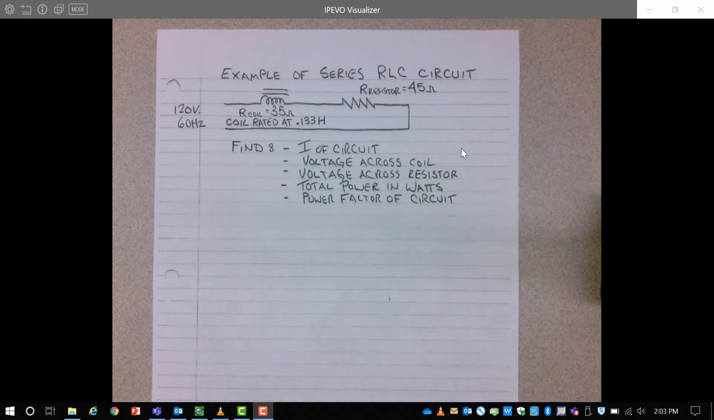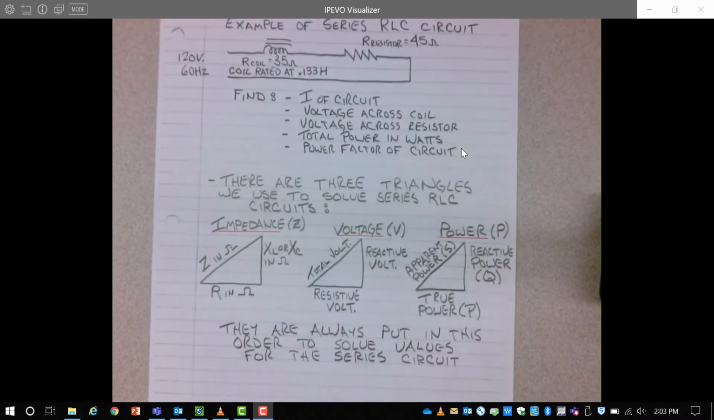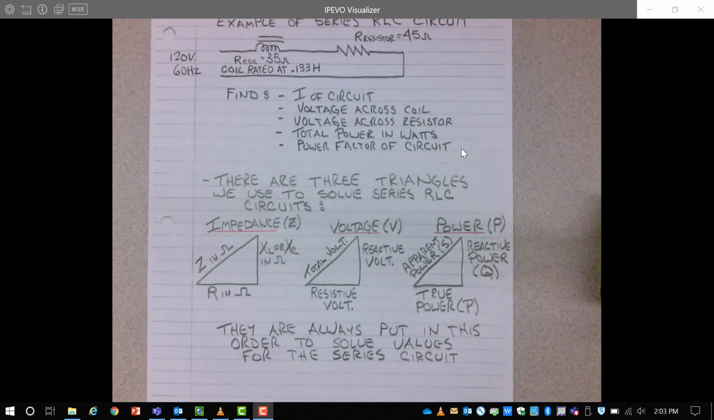What we want to find with this circuit is the current of the circuit, the voltage drop across the coil, voltage drop across the resistor, total power in watts, and power factor of the circuit. You can pause here and draw the triangles out that you need for this circuit. If you're a little unsure of where to start, I will show you what we use to solve these problems.